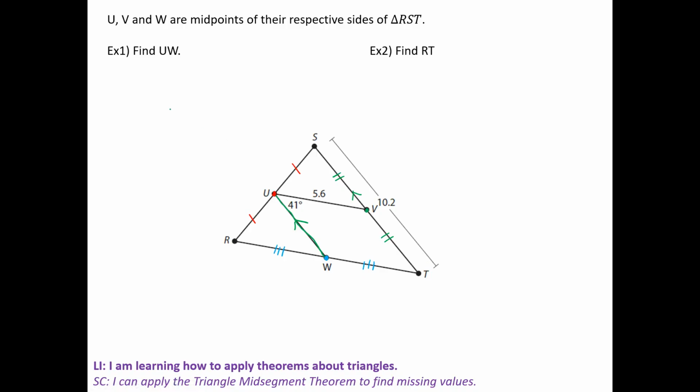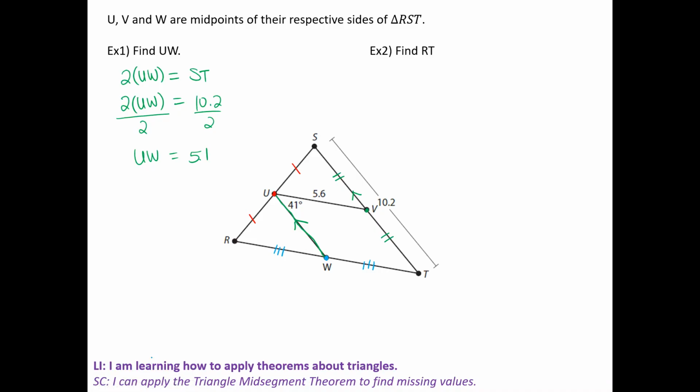Okay, so if we want to find UW, we know that 2 times UW equals the parallel side. The parallel side to UW is ST. So if I fill in the values I have there, I don't know UW, I'm trying to figure that one out. But ST, we're told, is 10.2. To get UW by itself, I can divide both sides by 2, and I get UW equals 5.1. And awesome, so that's the answer for the first one.